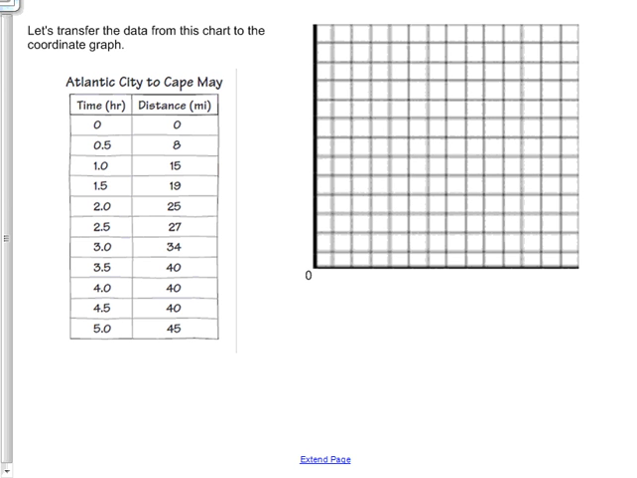All right, let's transfer the data from this chart to the coordinate graph. Right now, I want you to pause the video. I want you to pick out your scale. I want you to label that graph for what scale you're going to have for your x-axis and your y-axis. And then I want you to start placing that on. When you unpause it, I'll have my data already up there. Again, time almost always goes on the x-axis.